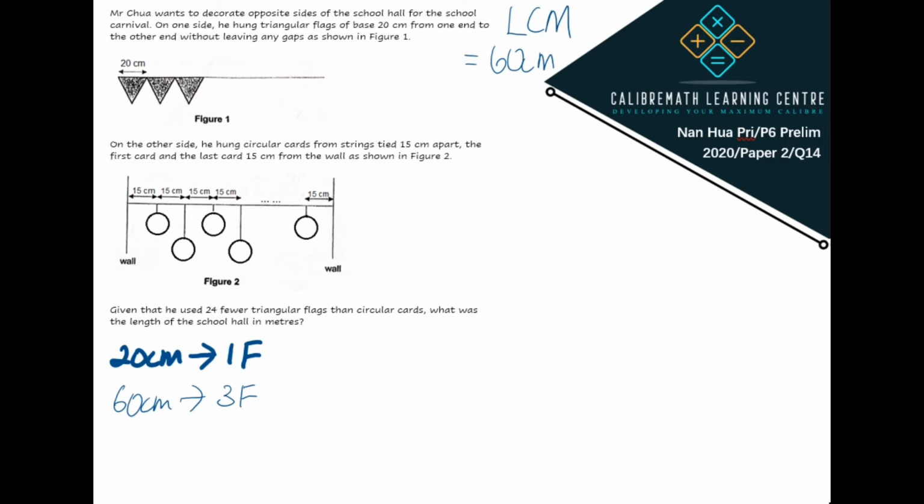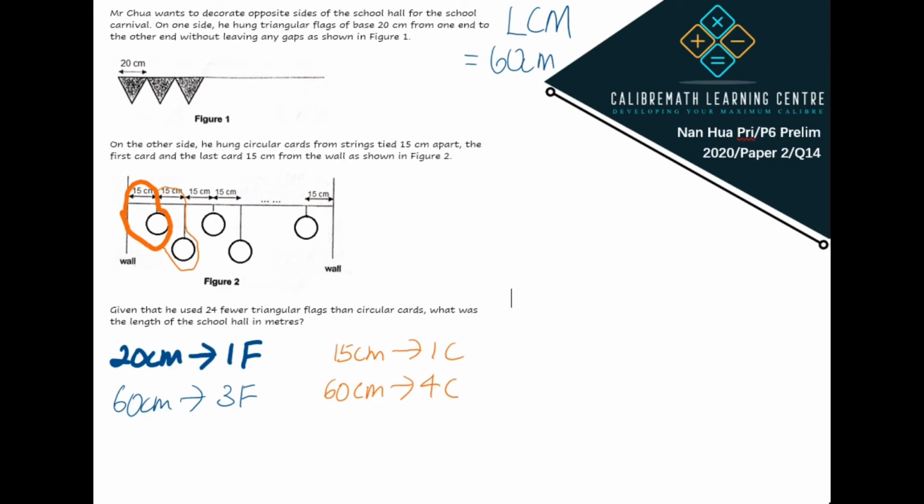For every 15 cm, there will be one circular card. We're going to visualize it like that. 15 cm, one circular card. So we can write down 15 cm, one circular card, C to represent circular card. And so 60 cm, that will be 4 circular cards.